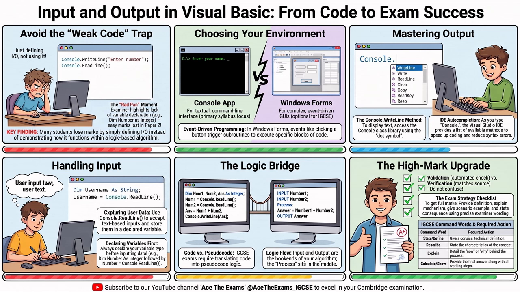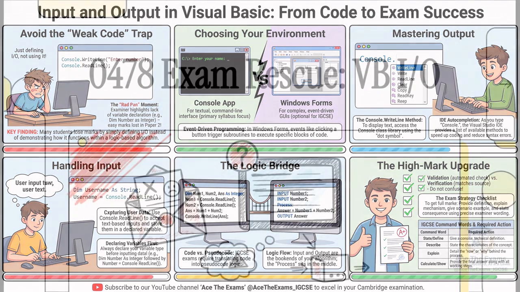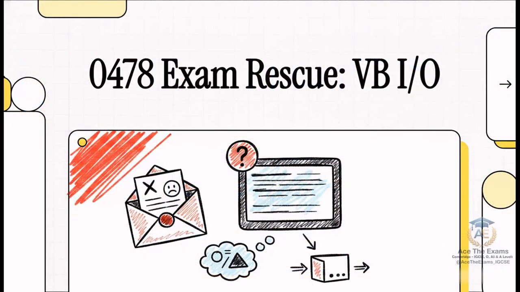Picture this. A brutal red pen strikes right across the page. Imagine opening your Cambridge IGCSE computer science exam results, fully expecting a top grade, only to realize you've lost critical grade boundary marks on a topic you honestly thought you had totally mastered: input and output.